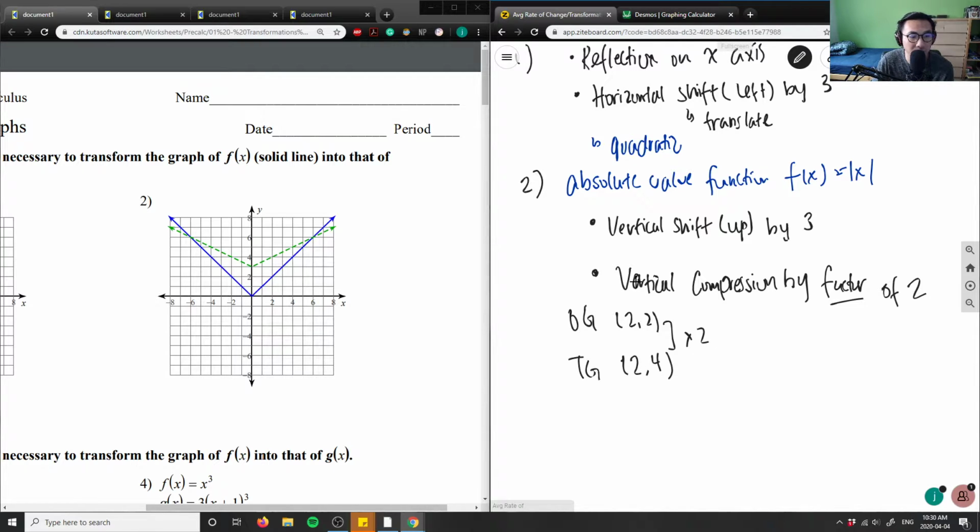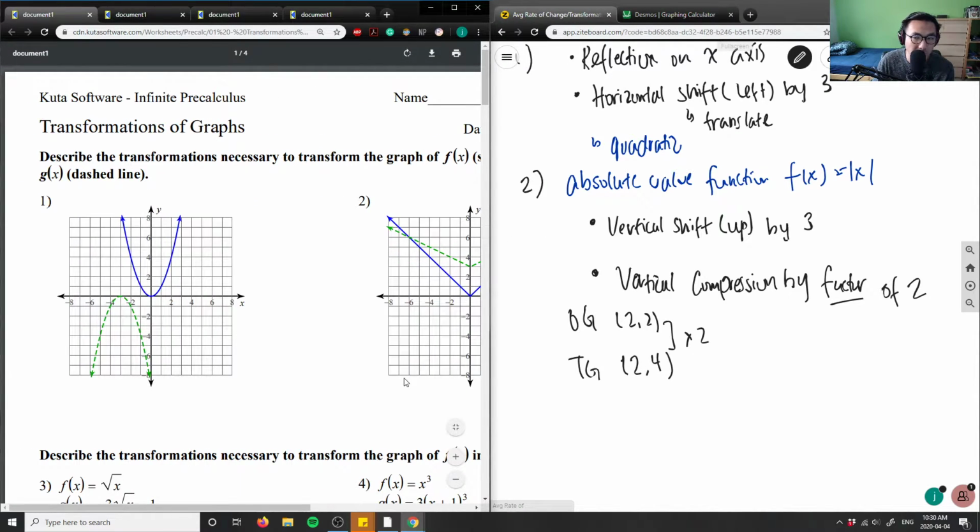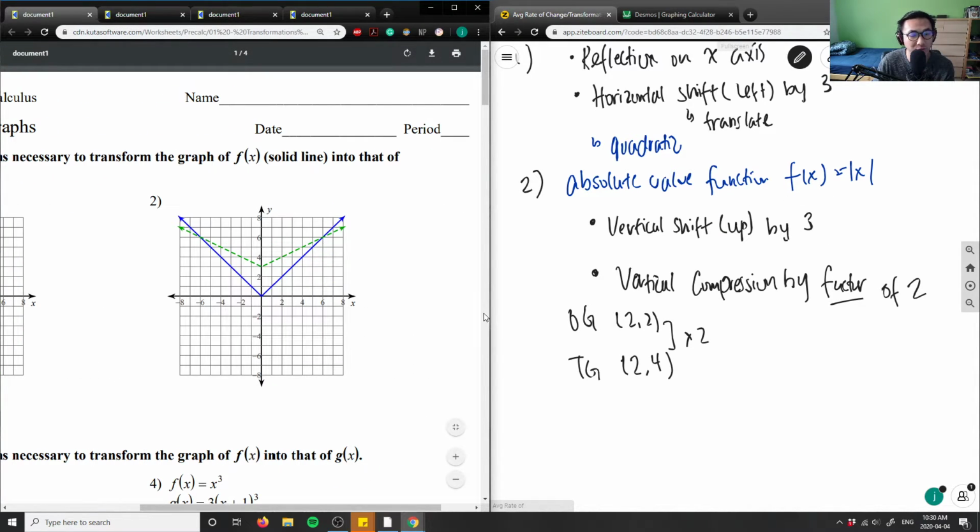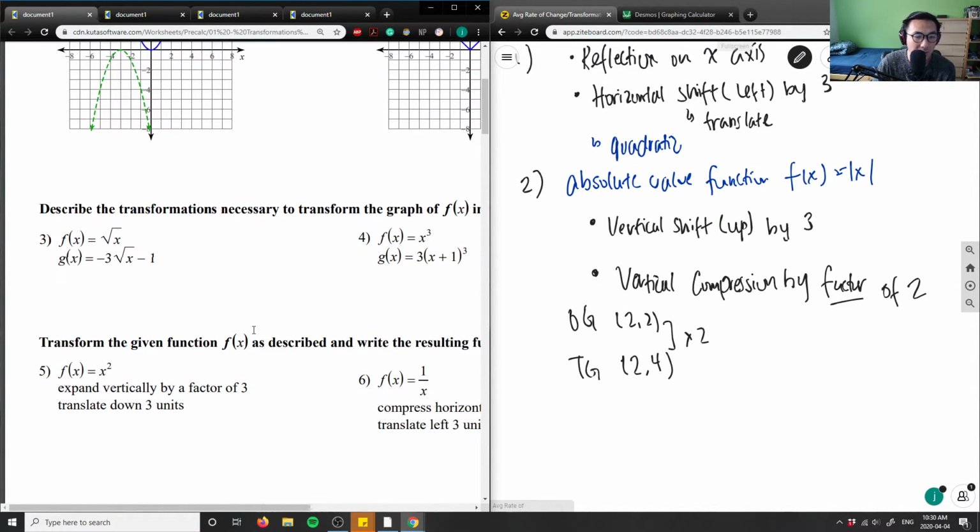And that's how I'm kind of solving this. So that's 1 and 2. Again, we had an absolute value function for number 2. We're vertically shifting it up by 3, and then we are compressing it, so making it thicker by a factor of 2. So let's do these questions here.